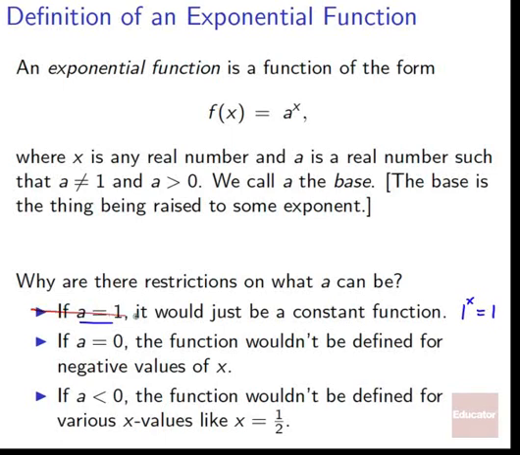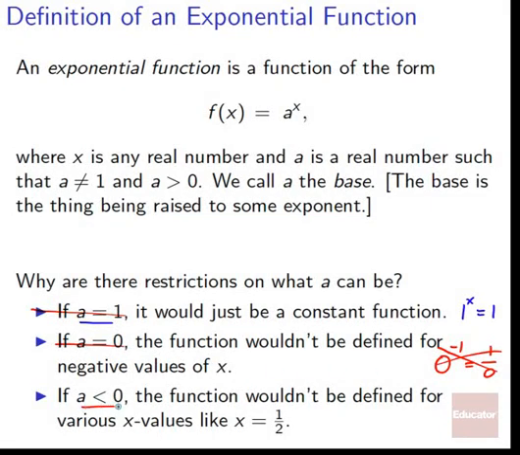If a equals 0, the function wouldn't be defined for negative values of x, right? If we tried to consider what is 0 to the negative 1, well then we'd get 1 over 0, but we can't do that. We can't divide by 0, so that's not allowed. So a equals 0, once again, we're not going to allow that one.